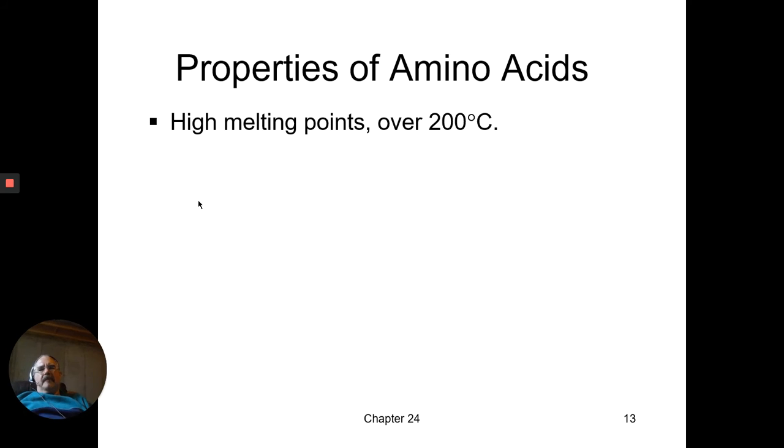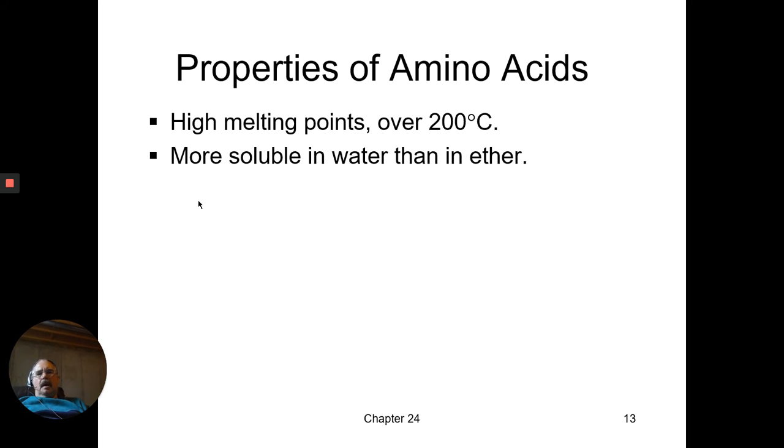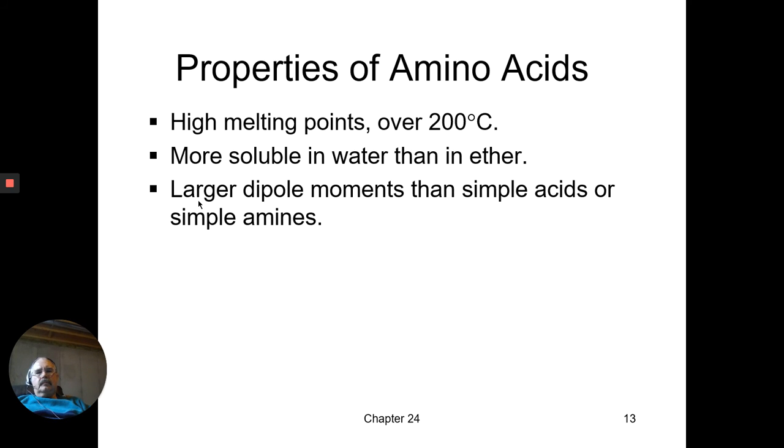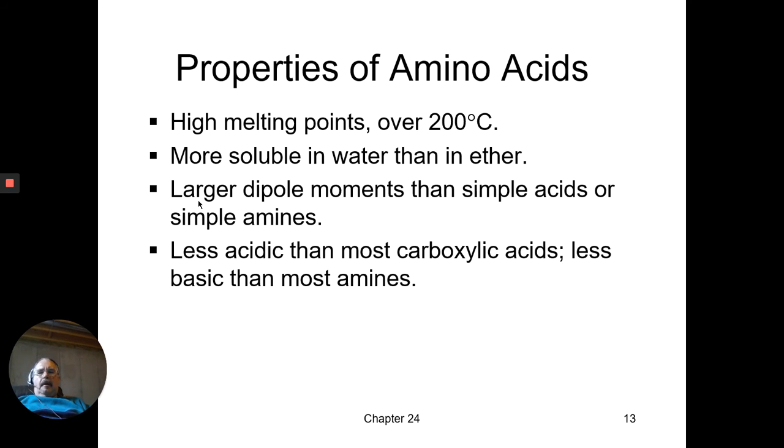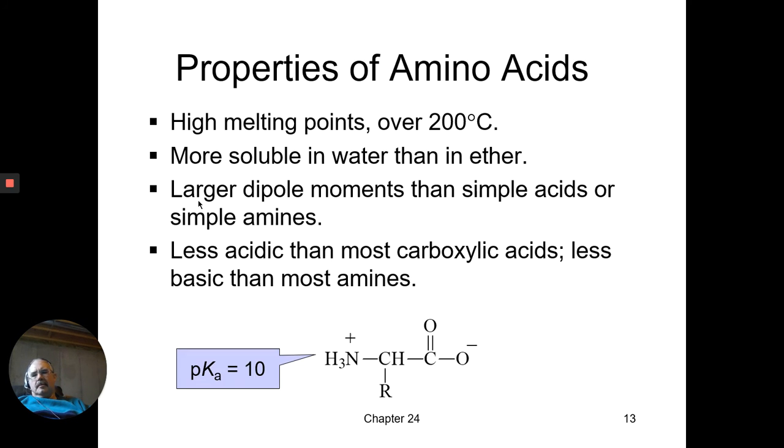Okay, amino acids have high melting points, usually over 200 degrees. Excuse me. They're more soluble in water than in ether. They have larger dipole moments than simple acids or simple amines. They're less acidic than most carboxylic acids, but less basic than most amines.